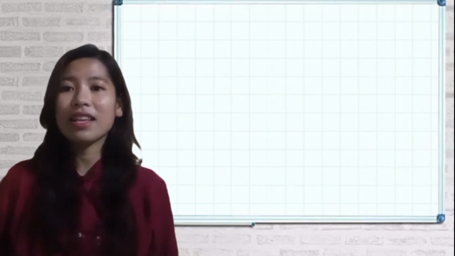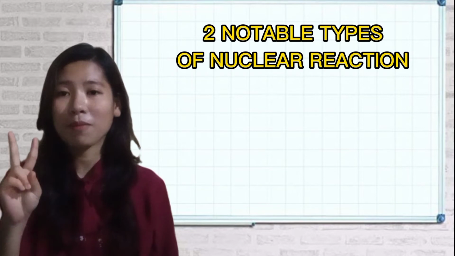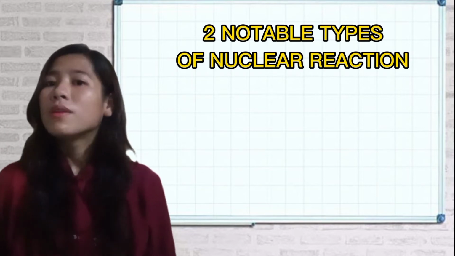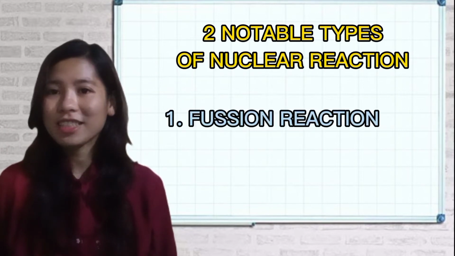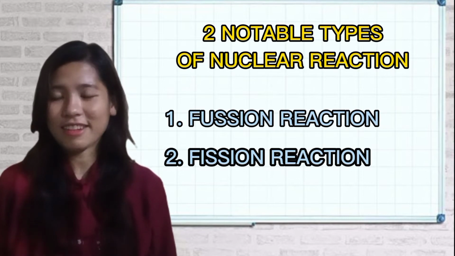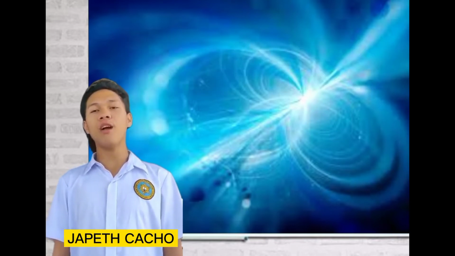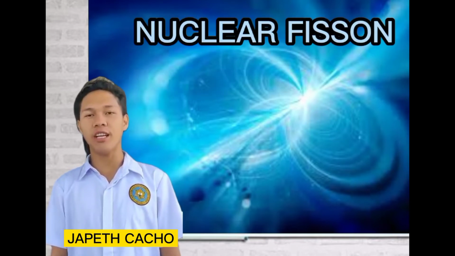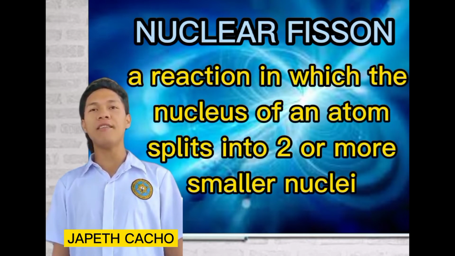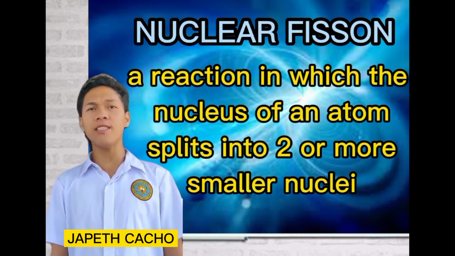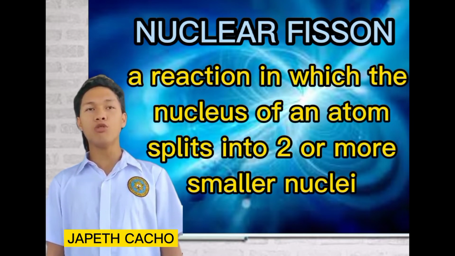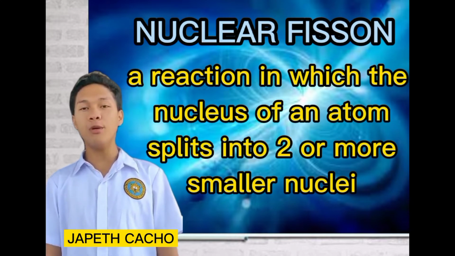And now, let's tackle the two notable types of nuclear reaction, the fusion reaction and the fission reaction. First, we are going to tackle nuclear fission. Nuclear fission is a reaction in which the nucleus of an atom splits into two or more smaller nuclei.